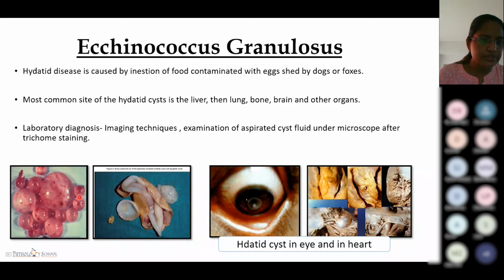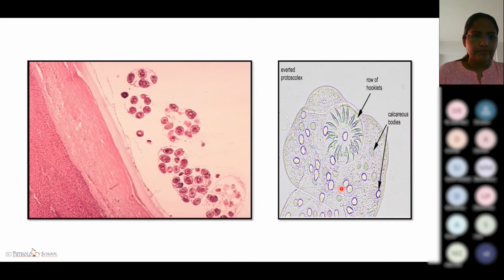These are the gross pictures of hydatid cyst. These two are the gross pictures of hydatid cyst. Here in this, we can see the daughter cyst. Here, a hydatid cyst in the eye and a hydatid cyst in the heart can be seen. Here the prominent three layers of the hydatid cyst are seen.